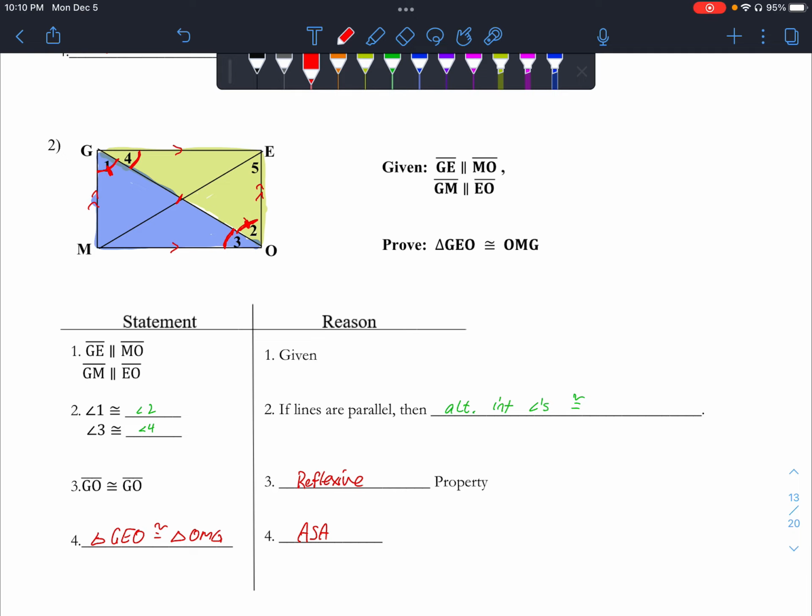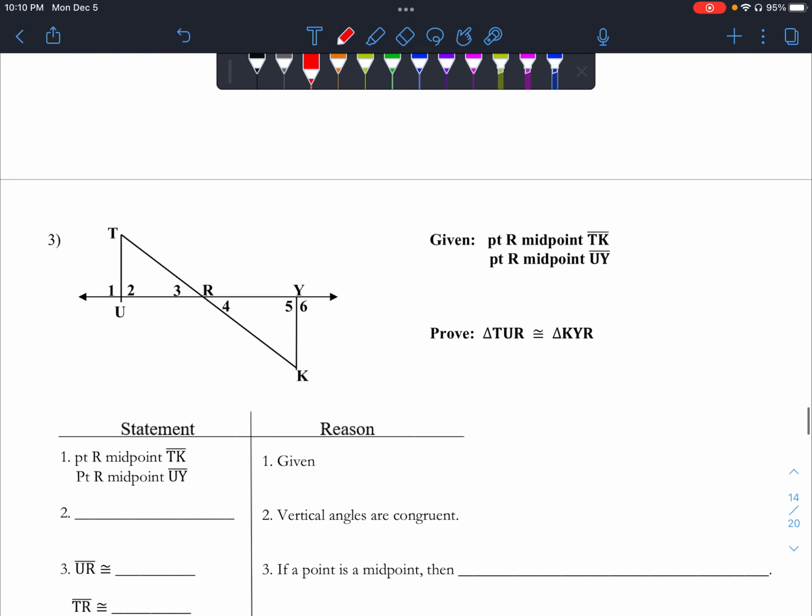There is one final one to go through. If we look at the triangles TUR, I'm going to just highlight them so we can see which ones we're talking about. KYR, or KRY, however you want to name it. All right, those are the two triangles.